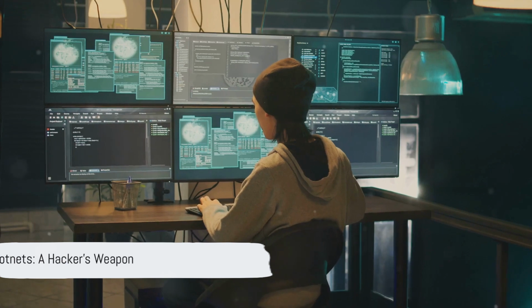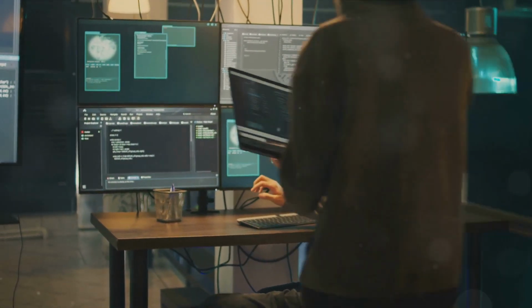Botnets are indeed a potent weapon in a hacker's arsenal, capable of causing widespread damage and disruption.